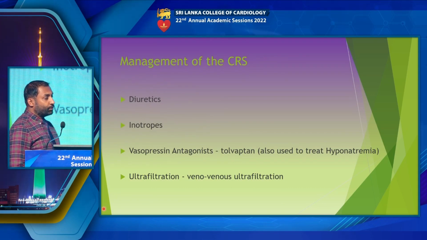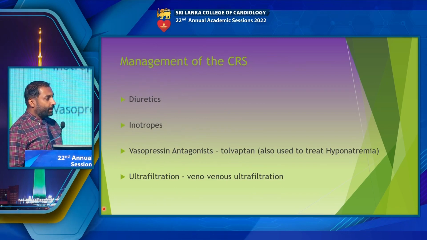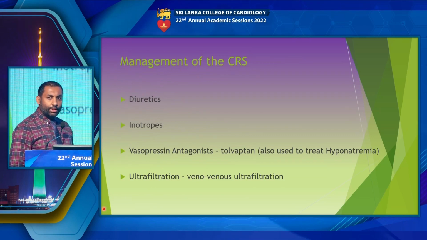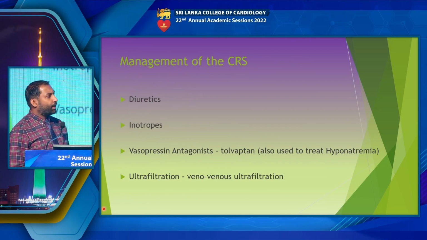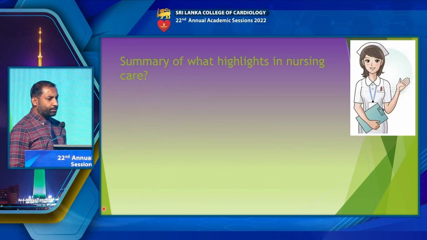Inotropes also play a good role because they increase the pump action, which helps the kidneys to perfuse well. In addition, vasopressin antagonists like tolvaptan can be used, and tolvaptan can also be used in patients with hyponatremia and chronic heart failure. It is a novel drug which is now used day by day. And sometimes you have to use ultrafiltration to give renal support to prevent them getting into multiple cardiac problems.